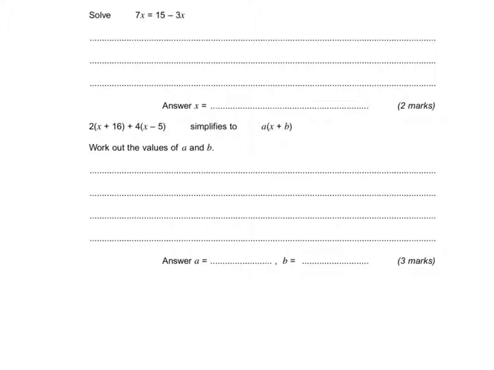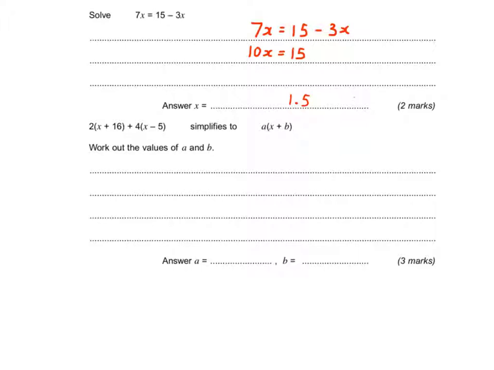Okay, next one. 7x equals 15 minus 3x. So I'm going to add 3x to both sides so that I get 10x equals 15. And that's made it simpler because I've now only got one term with x in. I don't want to know what 10x's are, I want to know what a single x is, so I'm going to divide everything by 10. So x, which is already written there for you, equals 1.5.